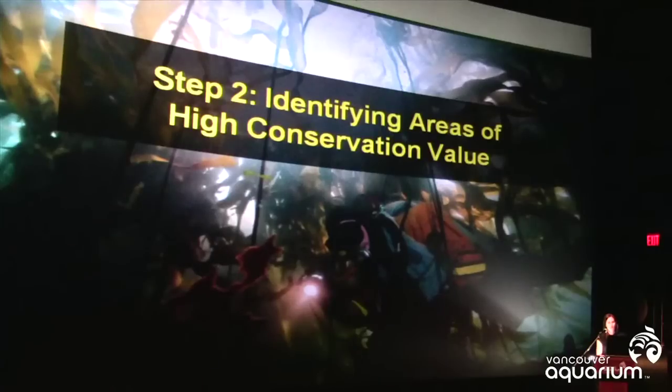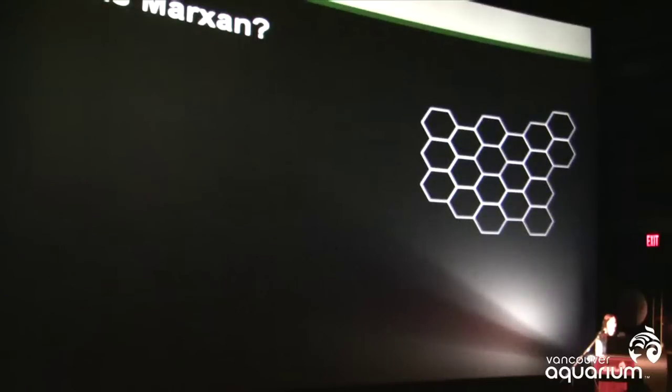Okay, once we have all this data, then we can use it to identify areas of high conservation value. There are a number of different tools out there to help you prioritize areas for conservation, and each of them has its own inherent strengths and weaknesses. The one that we chose to use is called MarkSan.